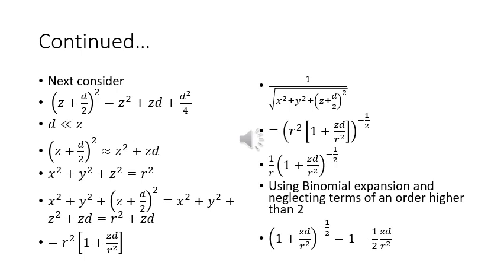square plus zd. So we can substitute 1 upon under root of x square plus y square plus z plus d by 2 whole square as 1 upon r 1 plus zd by r square raised to the power minus half. Carrying out a binomial expansion as before and neglecting terms of an order higher than 2, we get 1 plus zd by r square raised to the power minus half as 1 minus half zd by r square.